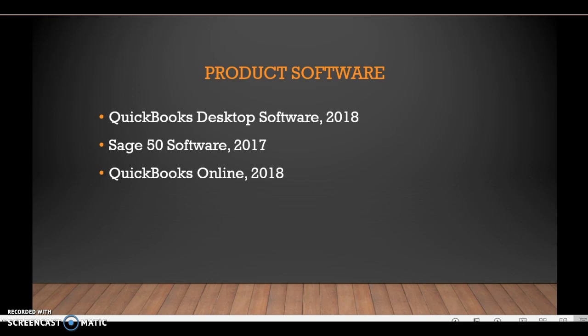Each of the software packages looks and feels different. You will see some similarities between QuickBooks Desktop and Sage 50 Desktop. I know you find that a little hard to believe, but that's where the similarities lie. But QuickBooks Online, well, it's different. The look and feel of it is different. It is a cloud-based package.